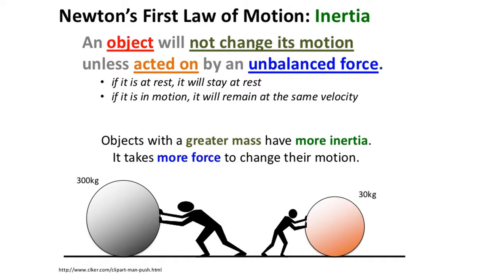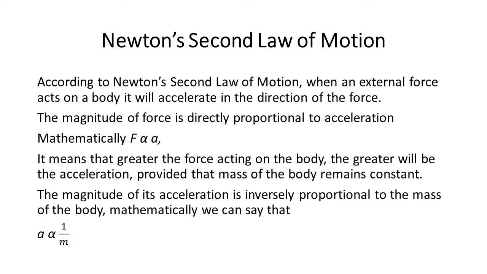Now, Newton's first law of motion, as discussed earlier, is also called the law of inertia. An object will not change its motion unless acted on by an unbalanced force. Objects with a greater mass have more inertia, so it takes more force to change the motion. For example, over here you can see that in order to move 300 kilograms of mass, more force is required as compared to pushing an object of 30 kilograms.